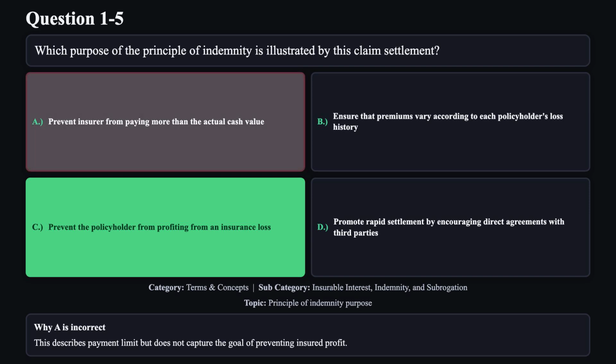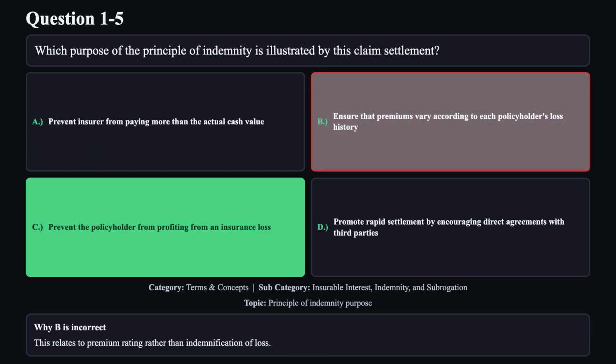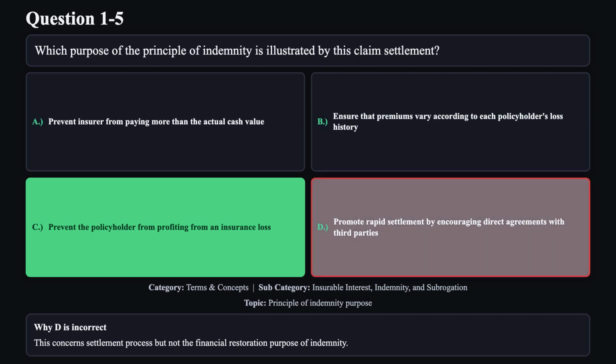Reason A is not correct. This describes payment limit but does not capture the goal of preventing insured profit. Reason B is not correct. This relates to premium rating rather than indemnification of loss. Reason D is not correct. This concerns settlement process but not the financial restoration purpose of indemnity.